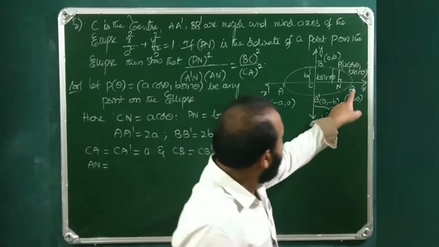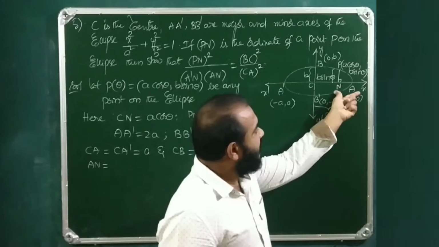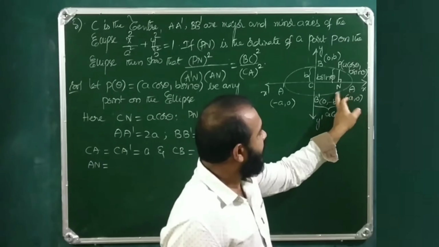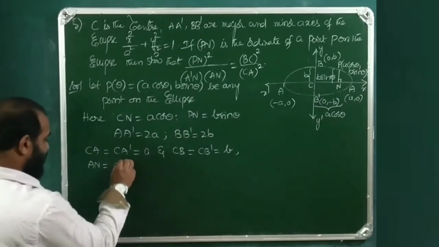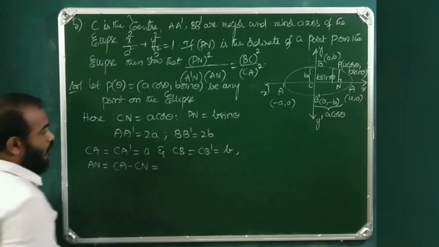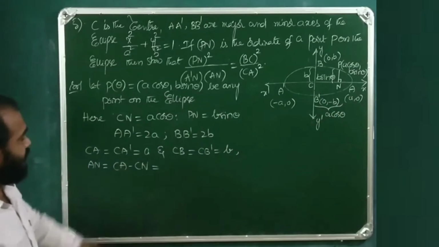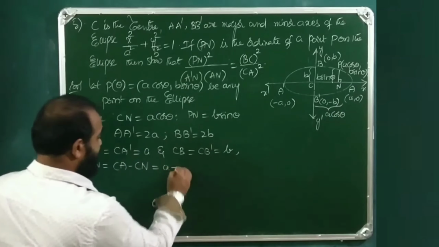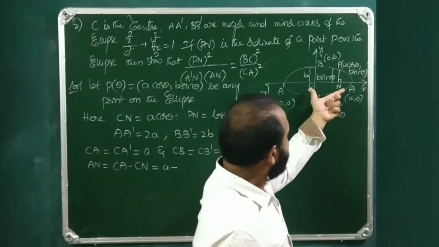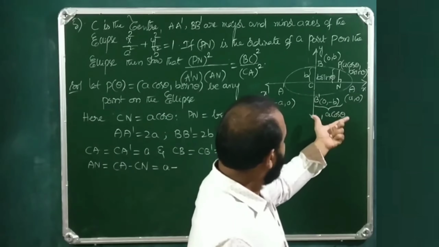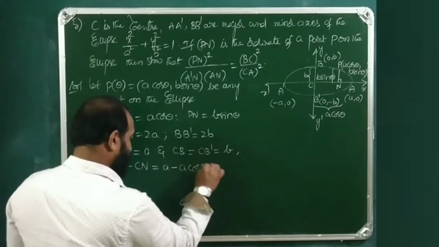And here AN can be written as CA minus CN is AN. So to obtain AN, CA minus CN. What is CA? CA is A. So minus Cn. Cn is how much? Cn is equals to a cos theta. So which we have written before, a cos theta.